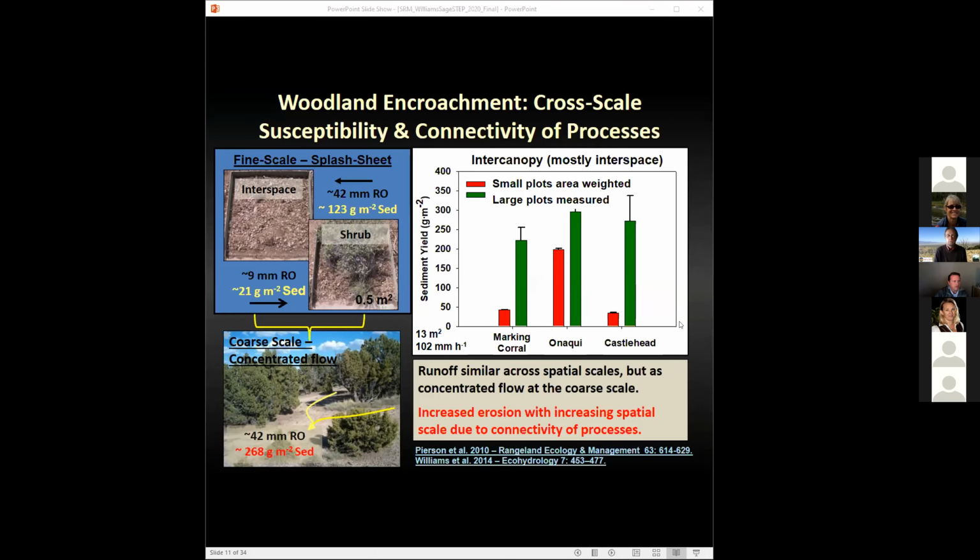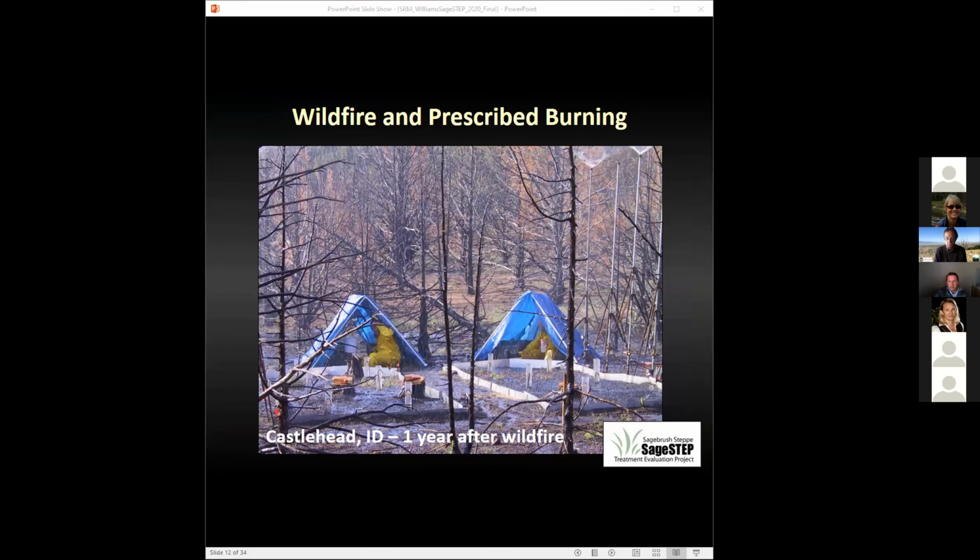So we'll now look at the effects of some of the treatments. We'll start with fire.